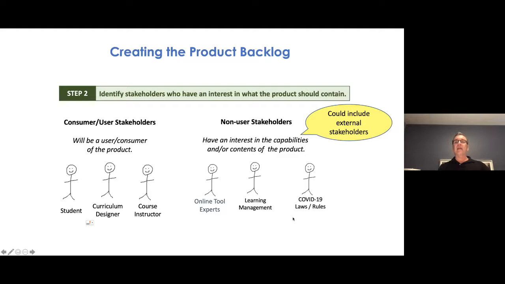But there's also non-user stakeholders. These are people who care about what the product contains, but they're not actually going to be consuming it in this role. For example, my online tool experts, maybe my Azure DevOps experts, maybe the learning management organization, but there's also potentially external stakeholders. And external stakeholders might not even necessarily be actual people that I can talk to. Maybe it's government regulations. Maybe it's local regulations regarding COVID-19. Maybe if I was building a retail system, it's sales tax tables and laws and regulations. So somehow we need to represent those external entities as external stakeholders through proxies inside our team or inside our organization, so they can represent those needs onto our product backlog as well.